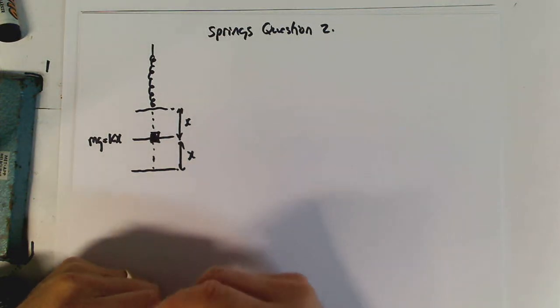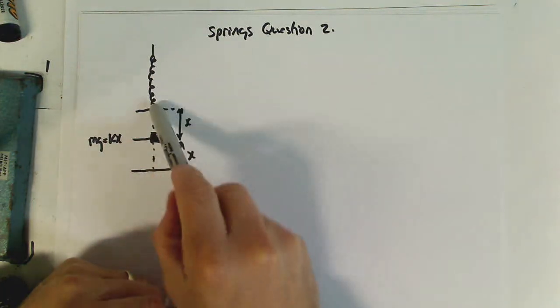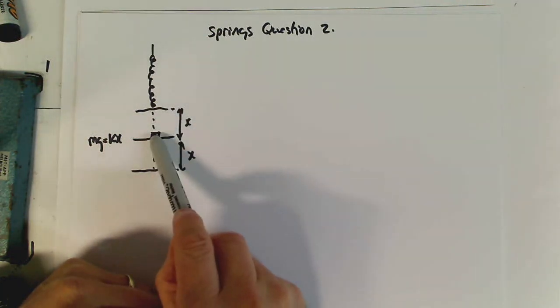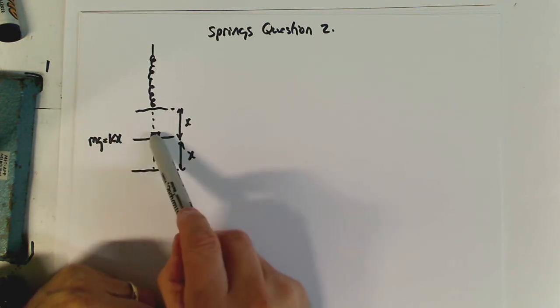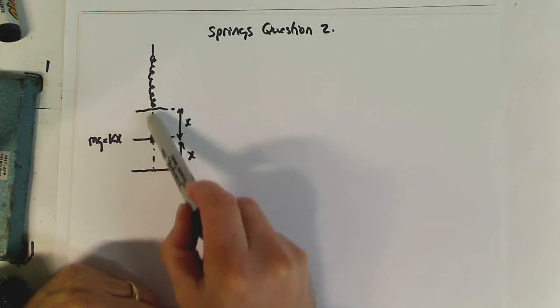Alright, what we're looking at here is spring question 2. This is the usual setup. We've got the spring unextended. This is where it would sit, the middle position, if it was just hanging there. At that point, mg equals kx. This is where it would bounce to if we dropped it from the unextended position.